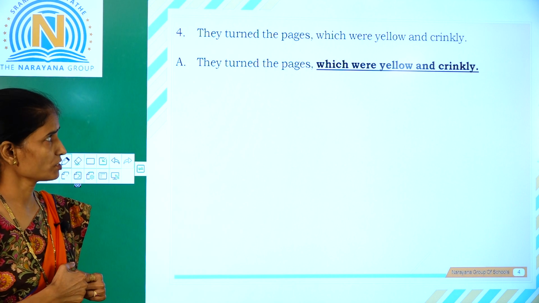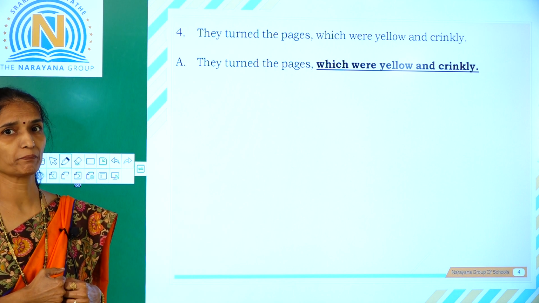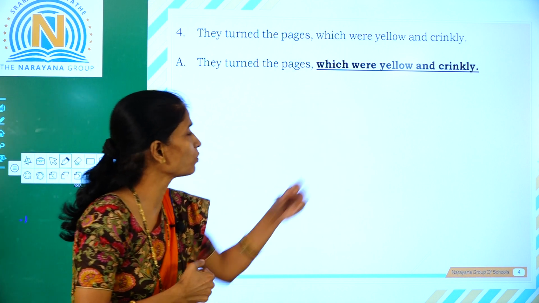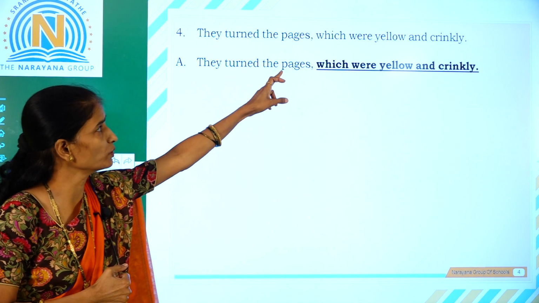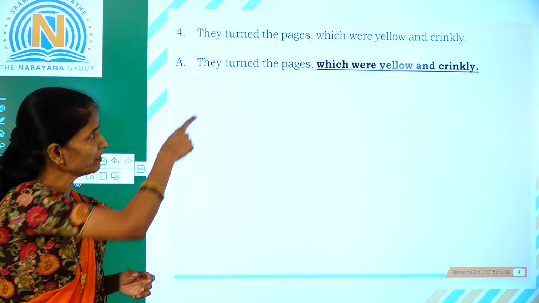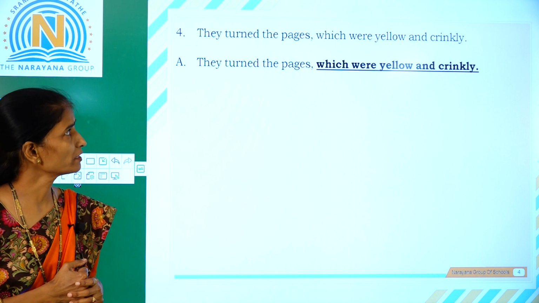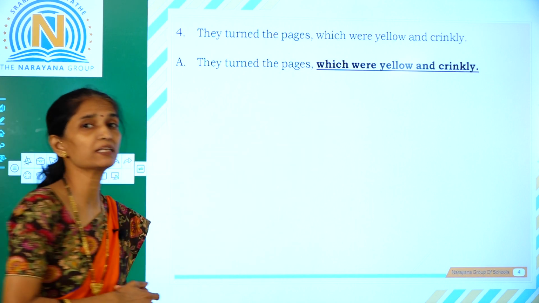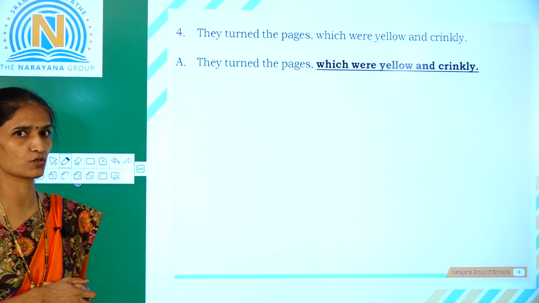They turned the pages which were yellow and crinkly. Okay. So here the relative clause is which were old and crinkly, which is referring to the pages. It is modifying pages. They turned the pages which were old and crinkly. So, which were old and crinkly is the relative clause.